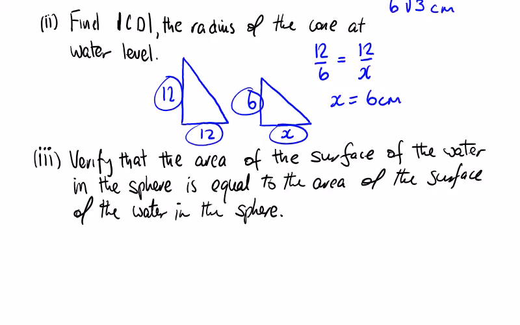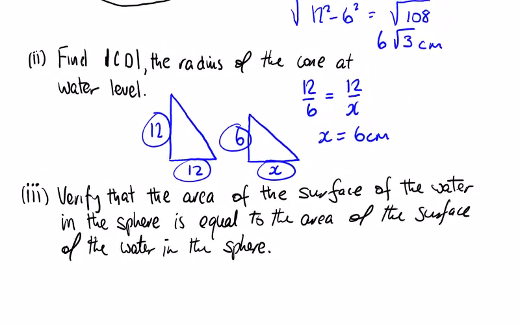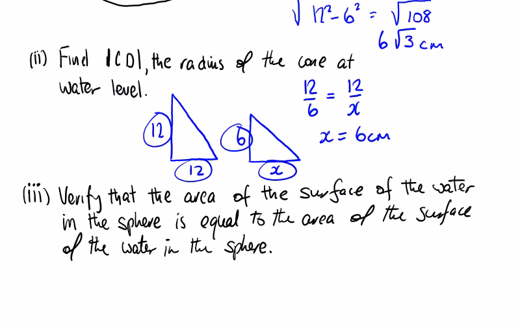Part 3, we're asked to verify that the area of the surface of the water in the sphere is equal to the area of the surface of the water in the cone. I wrote sphere, cylinder in fact. So let's have a look.